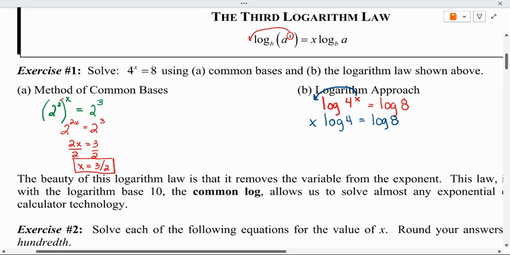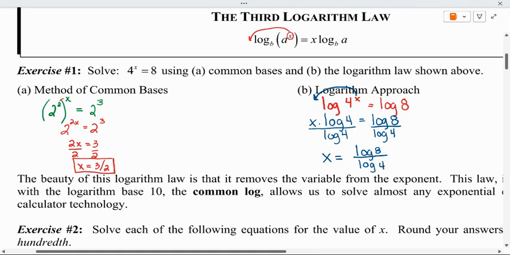I am trying to get x all by itself. That's all I'm trying to do. So what do I have to move away from x? Log 4. And this is all smushed together. It's a product. So if I want to move it away, I have to divide by log 4. I have to divide both sides by log 4. So x equals log 8 divided by log 4.